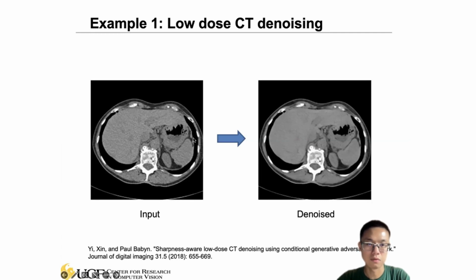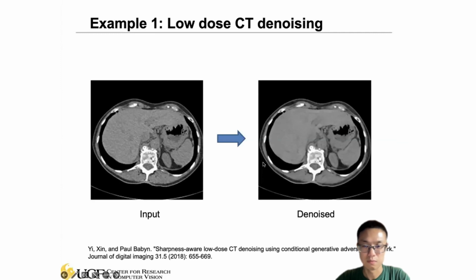So you may have a lot of noise, the resolution may not be very clear, and this will definitely affect the later diagnosis, right? Because some of the pathology or disease may not be able to be identified based on the noisy or low quality input. So the goal is, can we use GAN to enhance or denoise the low dose CT image.